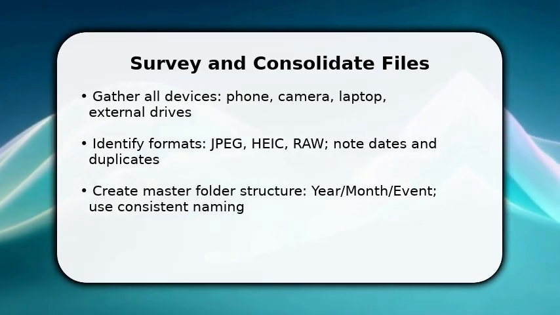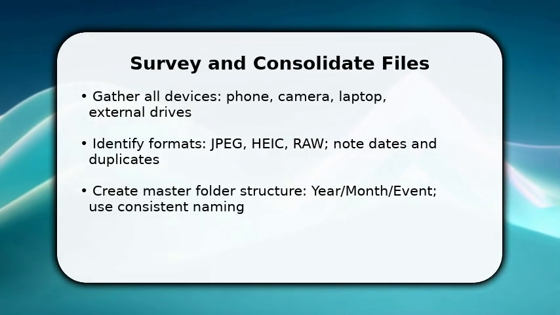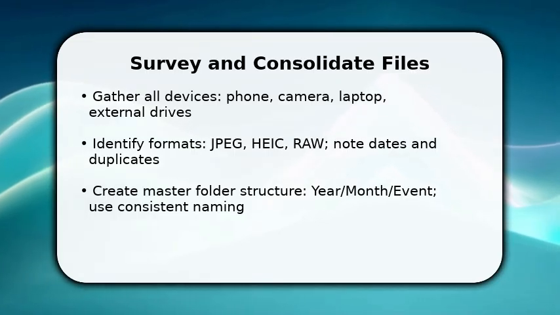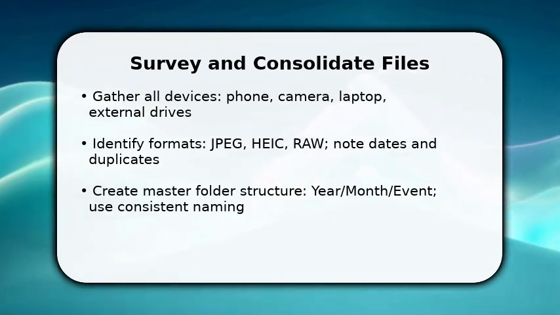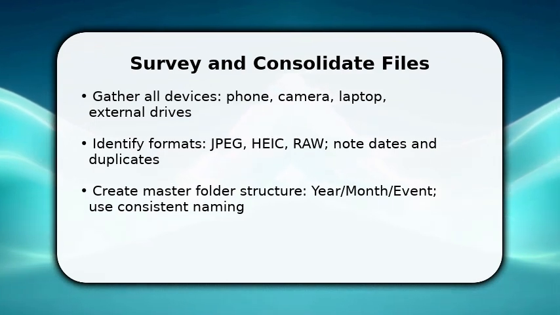Make a master folder structure, year/month/event, and move files into it. While you transfer, apply consistent file names so automation works later. This first step turns scattered photos into an organized set you can reliably manage and backup.